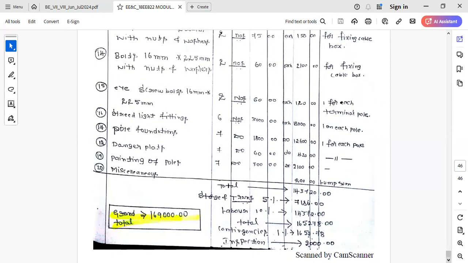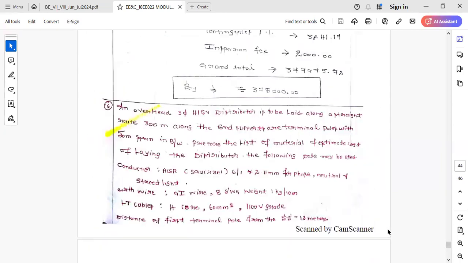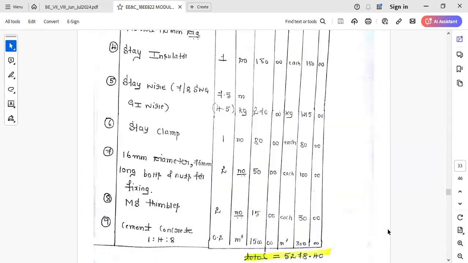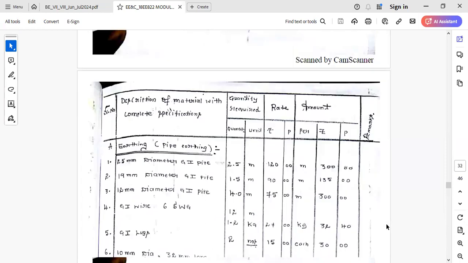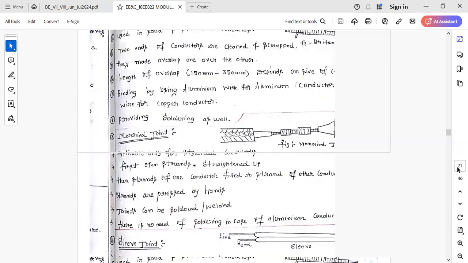As per the problem, we need to make the list of material one by one. Okay, that's it, very easy problems. You need to remember some of the component names, and as per the question we can calculate the material. Thank you so much.